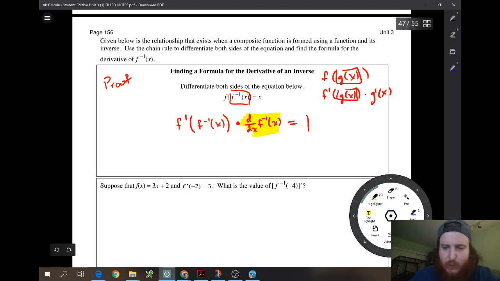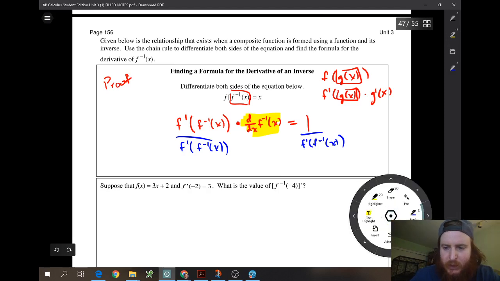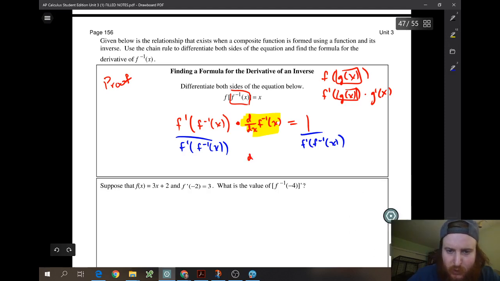So we're going to just divide both sides by f prime of f negative 1 of x. And what that gives us is that the derivative of an inverse function is 1 over f prime, the derivative of f of the original inverse. And this is our formula.